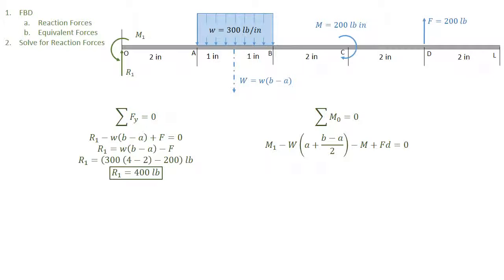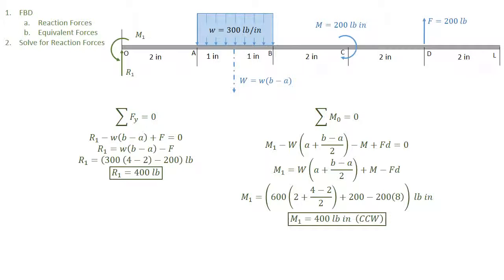Repeating the process for the moment, I'm going to sum moments about O, and I'll get W times its distance, and notice its distance is A plus B minus A over 2. In this case that's 3 inches, minus the moment because of the way I've drawn positive, and then the force, since it's up, its moment is in the same direction that I've listed as M1 positive. Solving for M1, plugging in for numbers, I can get that this is 400 pound-inches in the counterclockwise direction.